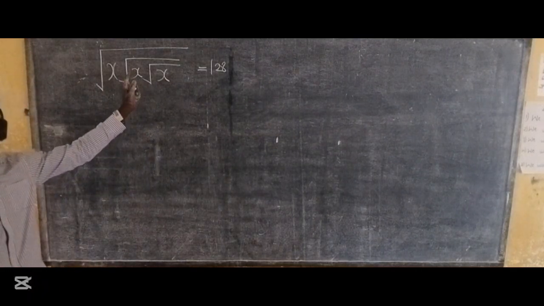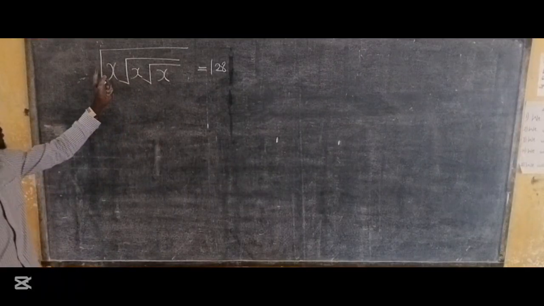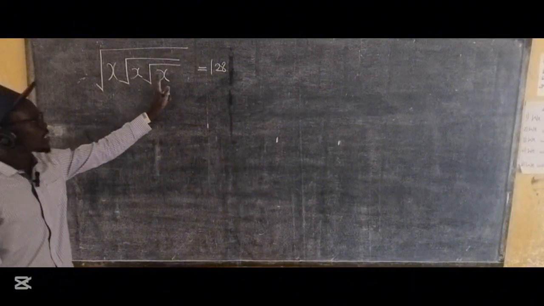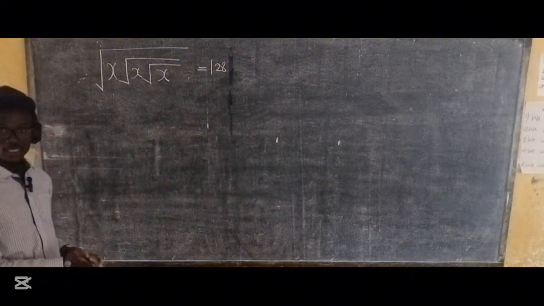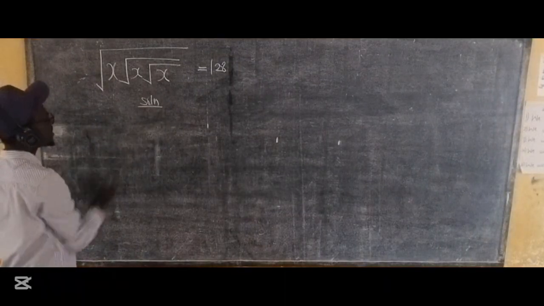Let us provide a solution to this problem that we are given. It reads: the square root of x times the square root of x times the square root of x equals 128. Now, just watch till the end to see the solution.